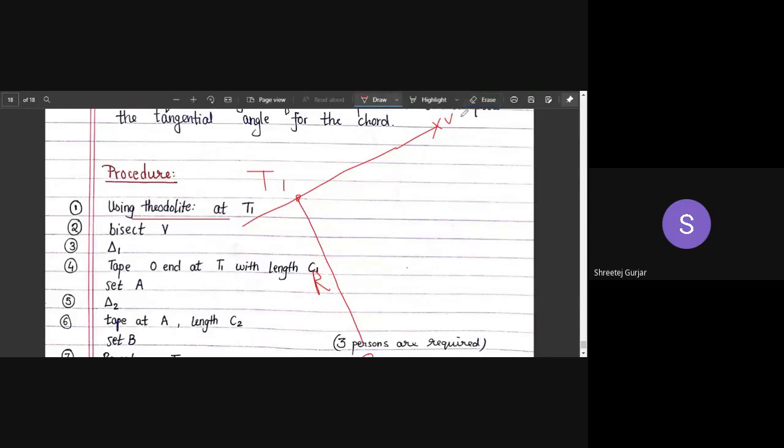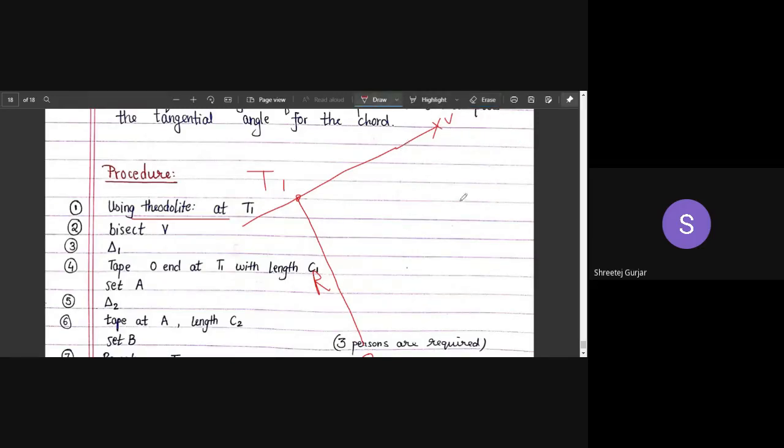So you can bisect V and make the horizontal scales A and B zero. A will be 0 and B will be 180. If A is 0, B will be 180, and if you make B 0, A will be 180, because A and B are located on opposite sides. You can make your horizontal scale 0 after you bisect V.